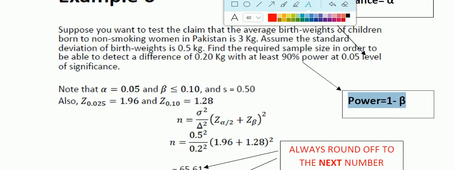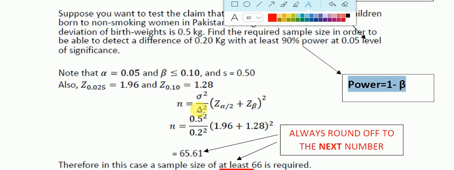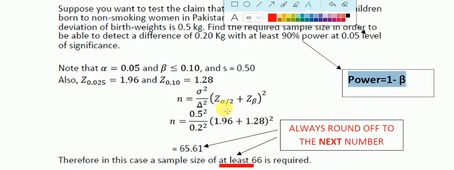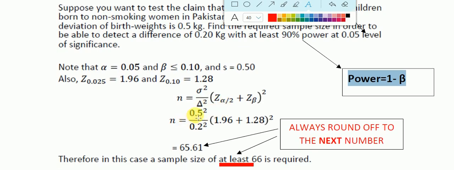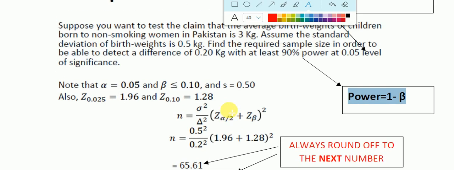so let's move on. We have this question. So n is equal to, here we'll have to put in the value of standard deviation, which is 0.5 given in the question. Then we'll have to put in the value of delta, which is 0.2, already given in the question. Then we'll have to put in the value of z alpha by 2 and z beta. So I've already shown you how we calculate z beta. Obviously we do not need to go into that detail.